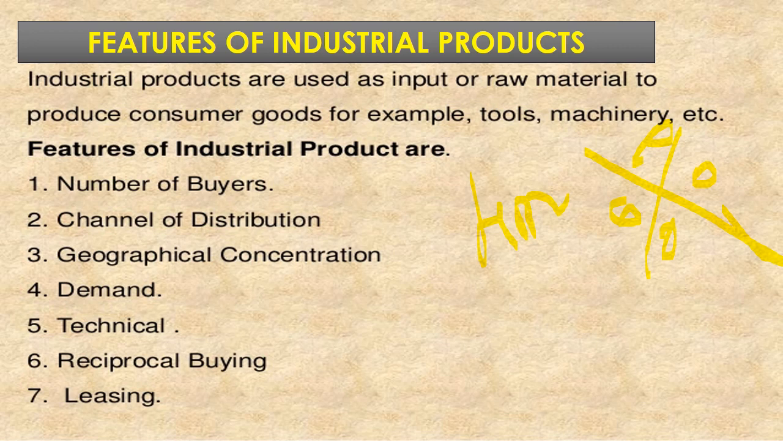Why? Because in consumable goods there are a lot of people and the buyers keep buying the goods regularly. Every month you need soap, every month you need toothpaste, every month you need a new brush. So the buyers for consumable products are higher when compared to industrial products. Why? Because only those people who are manufacturing the products will go ahead and buy the raw materials for industrial products. Okay. Then the second one is channel of distribution.